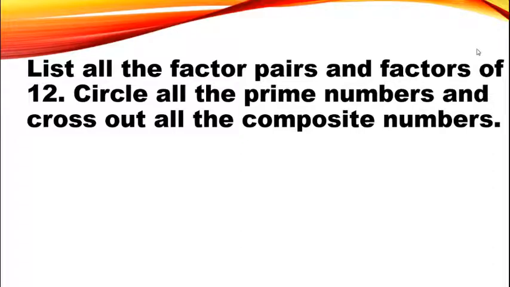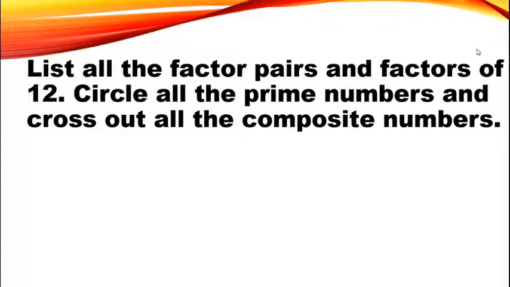So we have here a hook wherein we are given an instruction. List all the factor pairs and factors of 12. Circle all the prime numbers and cross out all the composite numbers. Let's start by finding the factor pairs. What are the factor pairs?